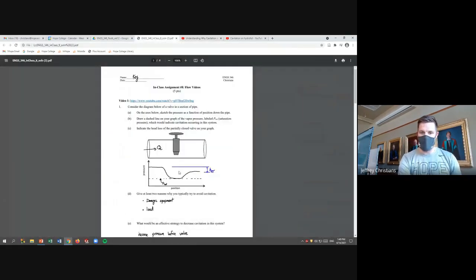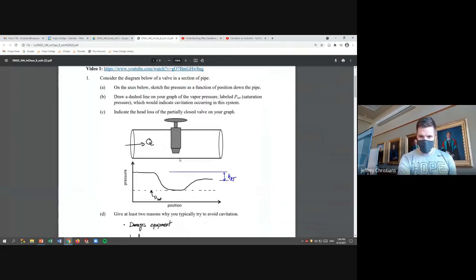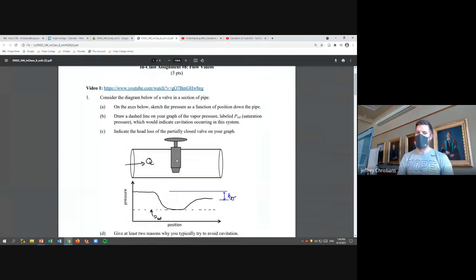So what I have drawn is something like this, and don't worry about the P saturated line yet. What's going to happen is you're going to come in with some pressure. You'll lose that pressure and you'll trade off pressure for velocity. Pressure goes down, velocity goes up. Where your velocity is really high, your pressure has to be at its lowest.